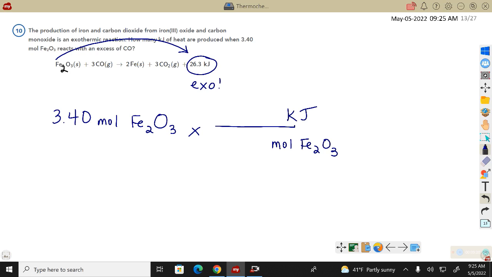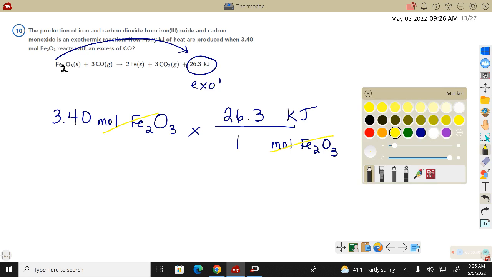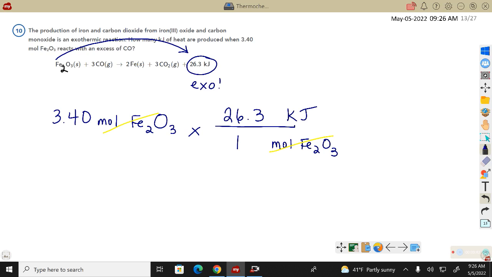This is great now. When I say the kilojoules, I'm just going for the thermal value in the equation, 26.3. And then per mole, that's just the ratio in the balanced equation. There's only one. Oh, hey, this isn't so bad. Moles and moles will cancel, and all we've got to do is plug this in our calculator, and it makes sense. So if I look at the balanced equation, every 1 mole of iron oxide reacted will produce 26.3 kilojoules of energy. Well, what if I have 3.4 moles? Then how much energy is produced?